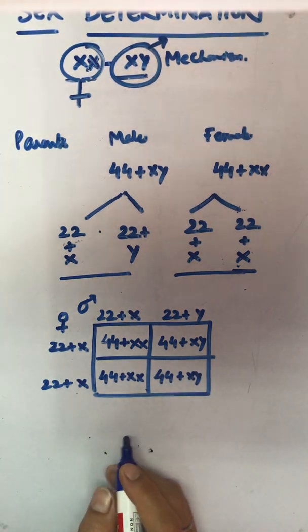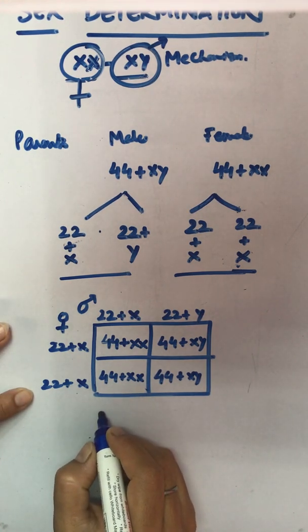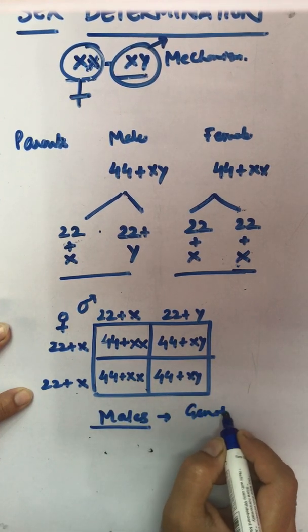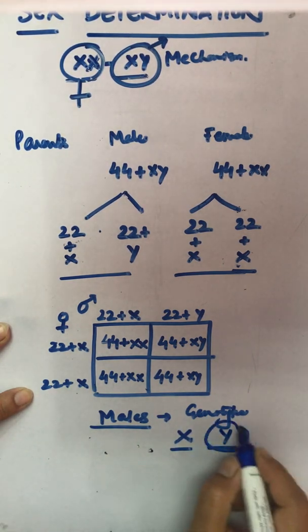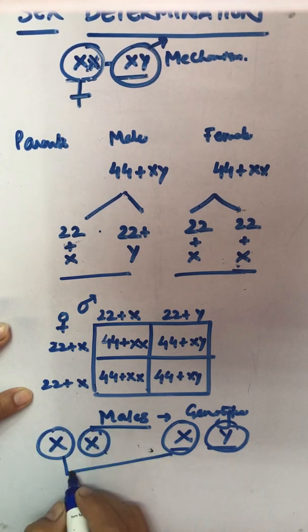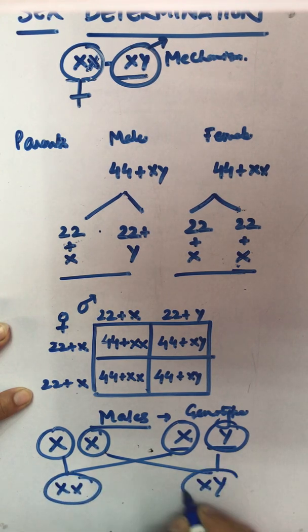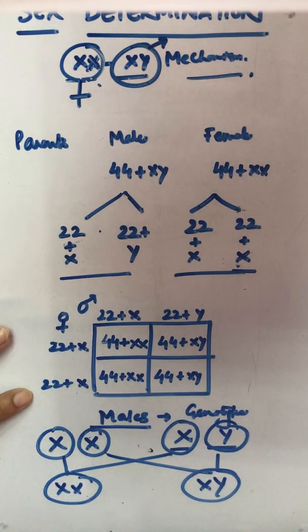Alright. Now this determination says that it is purely dependent on the male's genotype, because they produce two different types of sperms, that decide the sex of the child. If this pair combination happens to occur, then it's a girl. If this pair combination happens to occur, then it is a baby boy. This type of sex determination is the XX and XY mechanism. Alright.